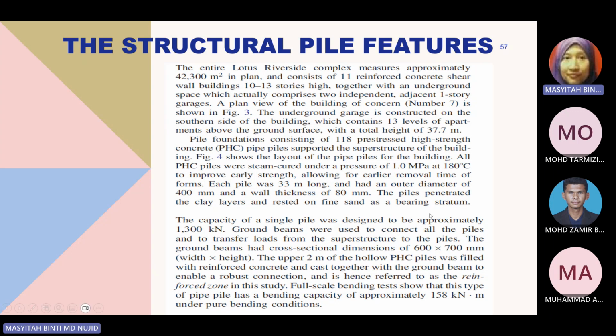So it also gives information about the structural pile features. For example, each pile was 33 meters long and had an outer diameter of 400 millimeters and a wall thickness of 80 millimeters.